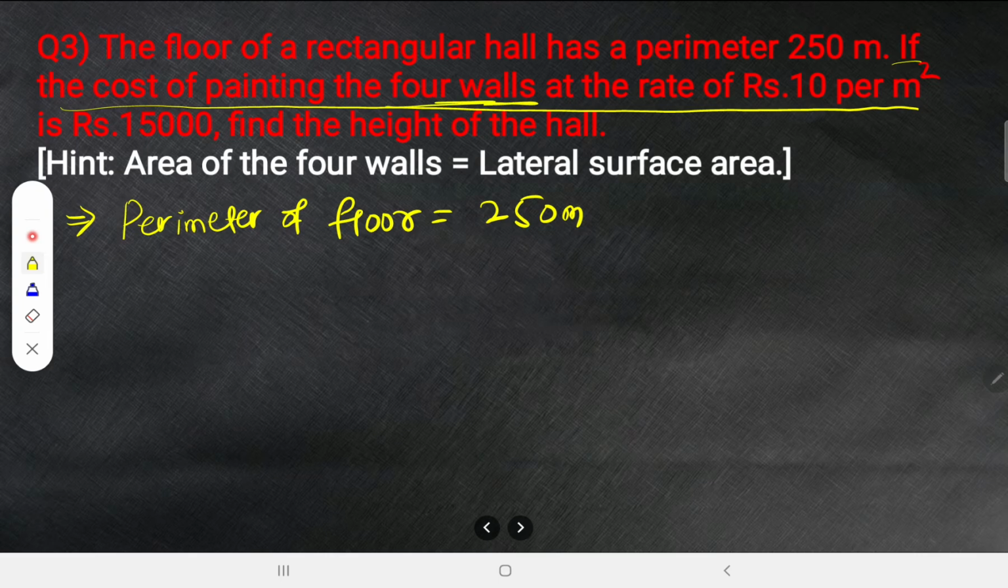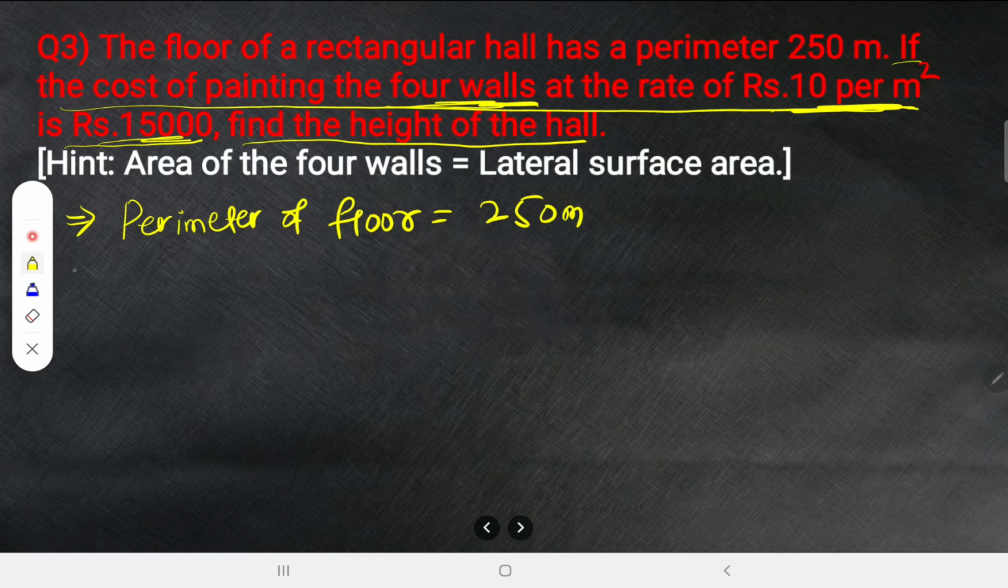Okay, only the walls. Look at this. Painting the walls at the rate of 10 rupees per meter square is 15,000 rupees. 15,000 rupees they are going to spend to paint the walls at a rate of 10 rupees per meter square. For 1 meter square, if they pay 10 rupees, then painting their 4 walls will cost them 15,000 rupees. Now they're asking us to find height of the hall.